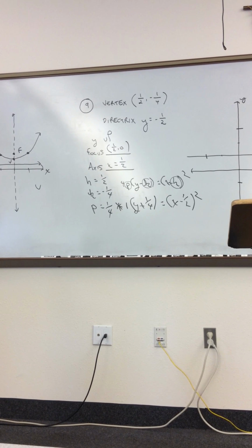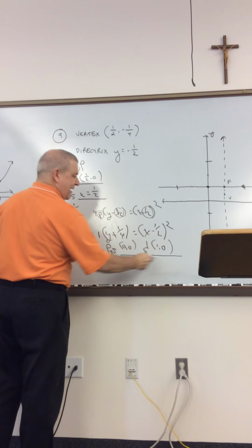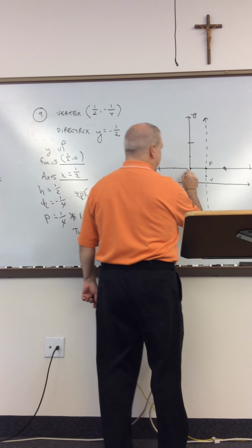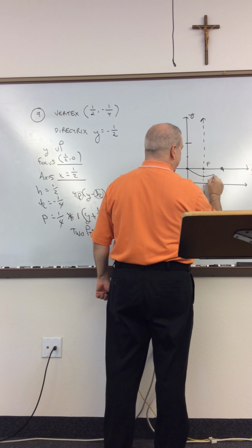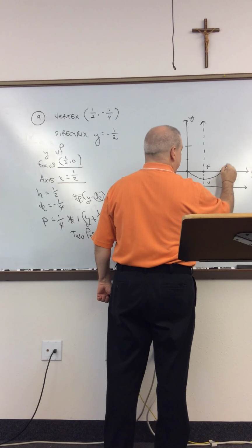Say that again, Jack. What are those 2 points? 0, 0, and 1, 0. Those came out kind of nice. And then, go ahead and draw it. Now, one more thing before I give you the homework. Now, do you know what the definition meant?